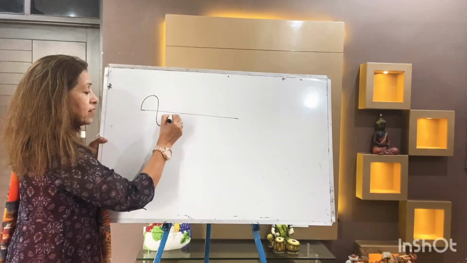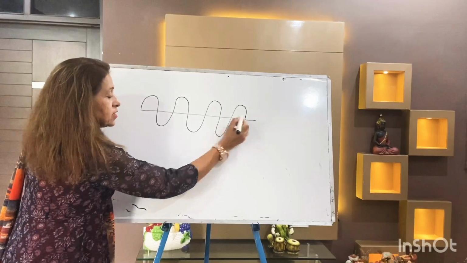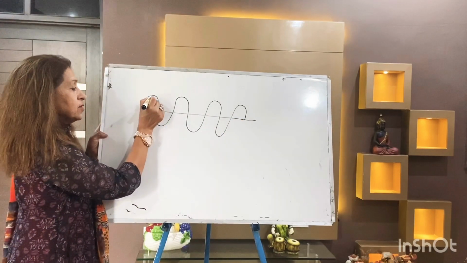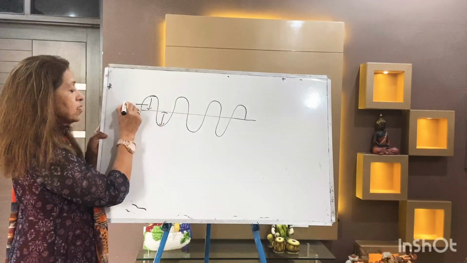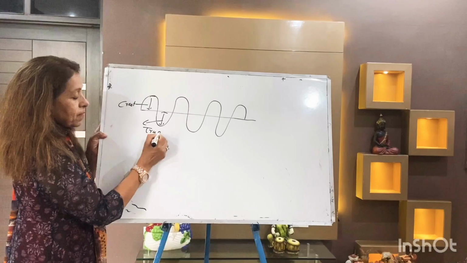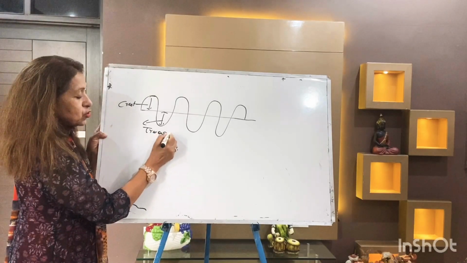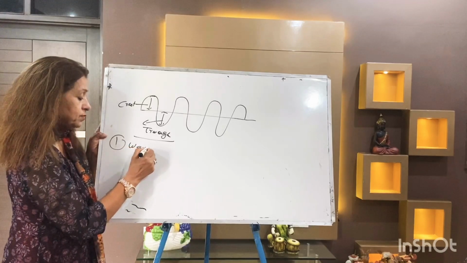So students, these are the crest and the trough. Height is the crest and the depth is the trough. This is the crest and this is the trough. Write down CREST, crest, and this is the trough, TROUGH.